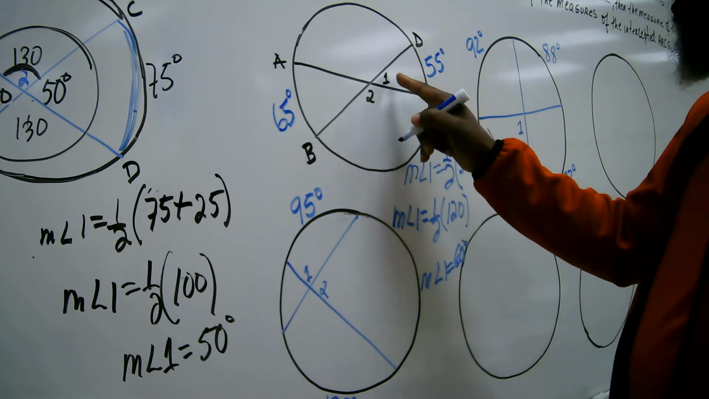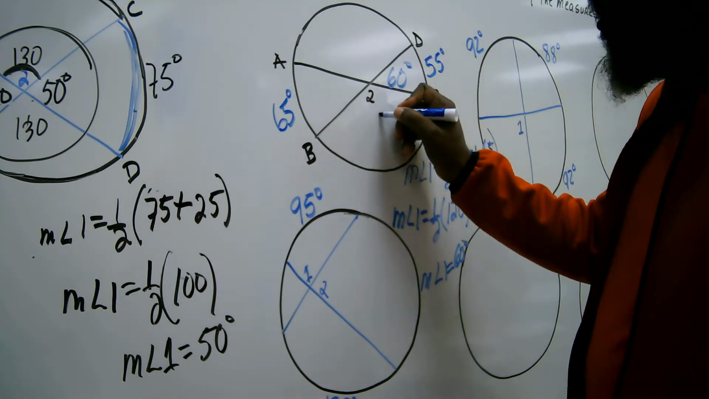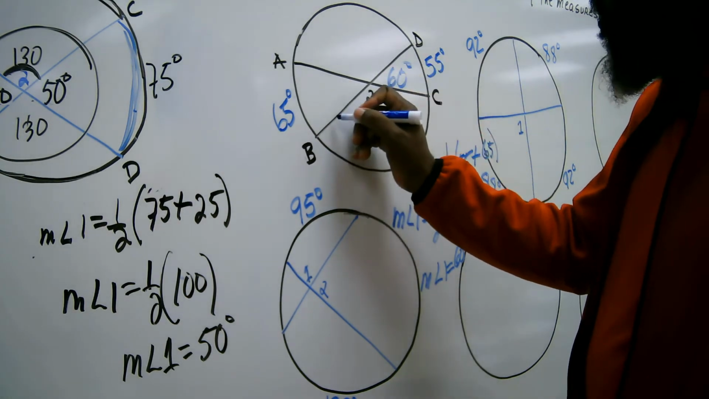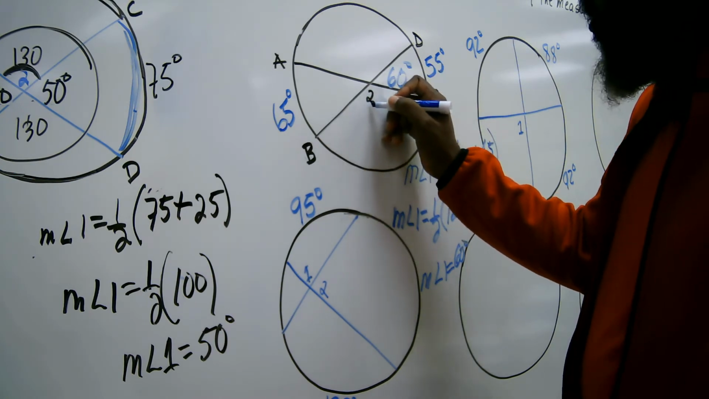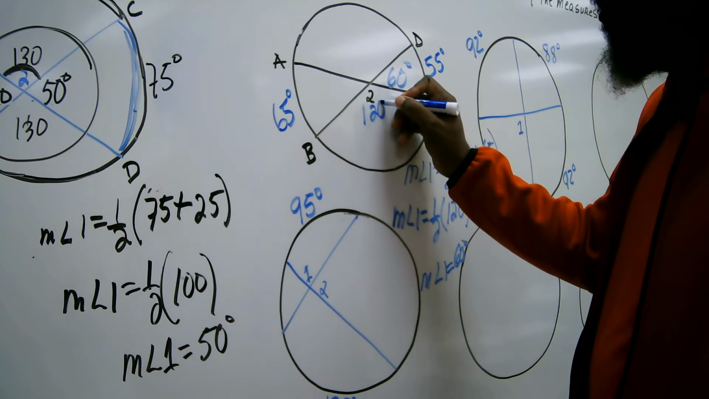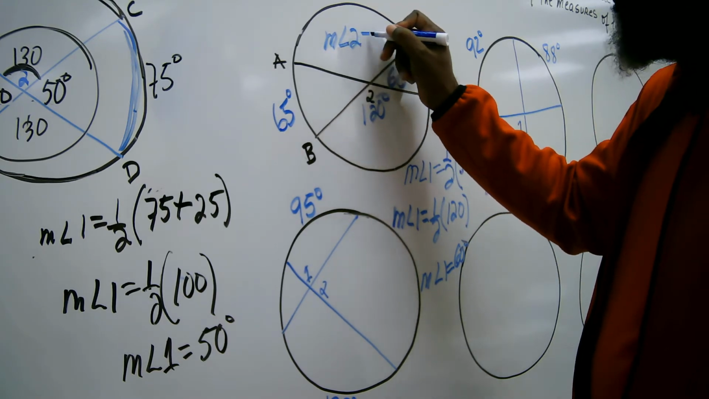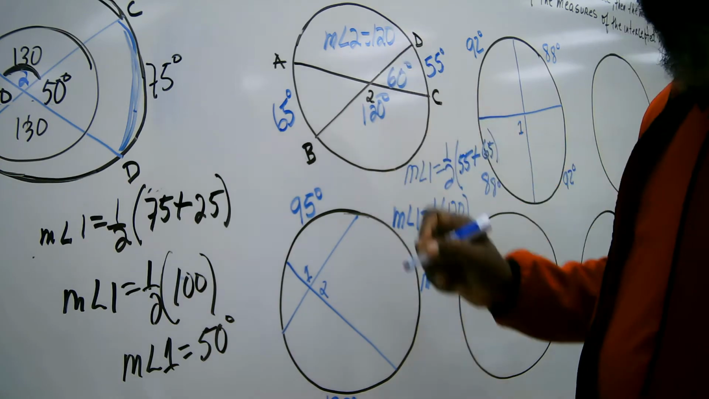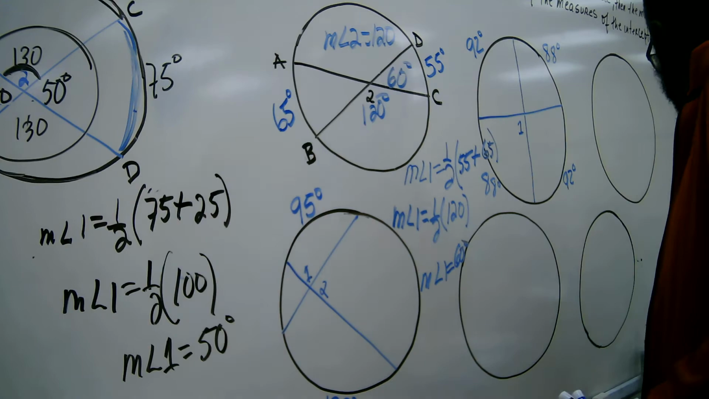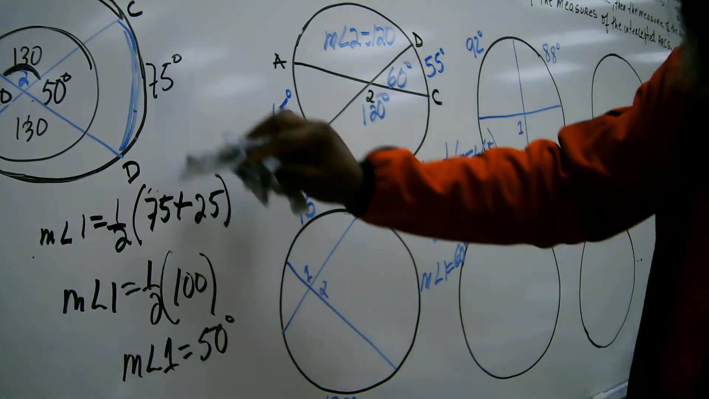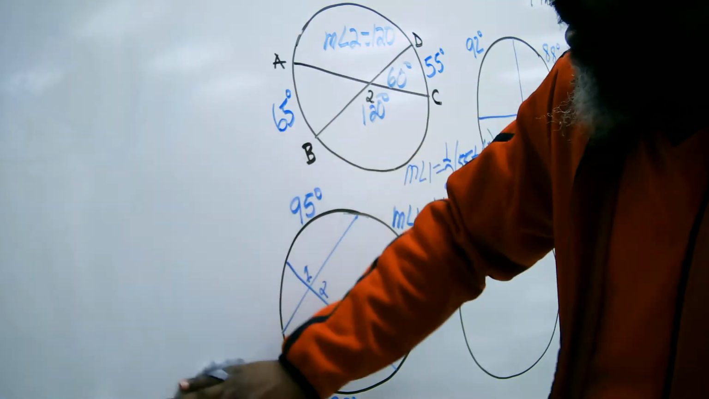Now, since I know the measure of angle 1 is 60 degrees, and this angle is supplementary to that, I will take 60 subtracted from 180. This will give me 120 degrees. So the measure of angle 2 will be 120 degrees. Those are the same concept. This is one of the easiest things in this chapter. Right now we can go and do the other problem.